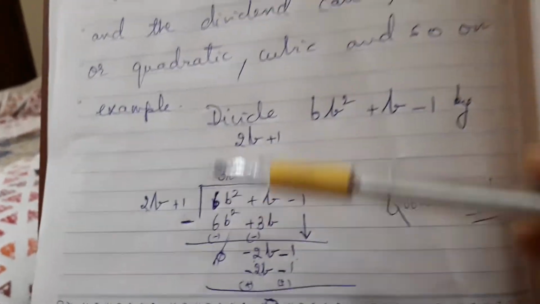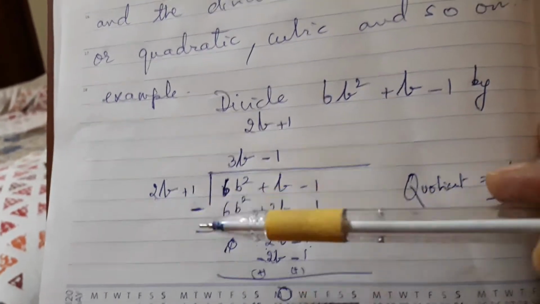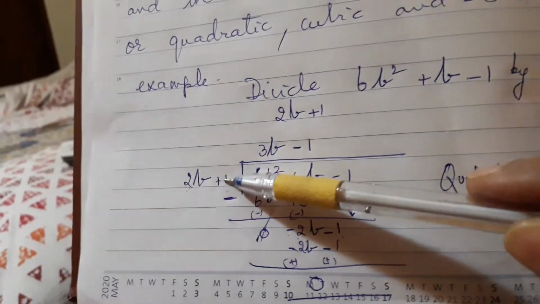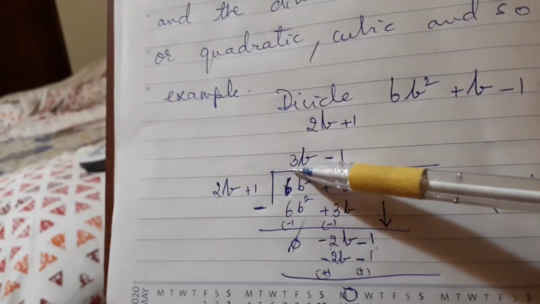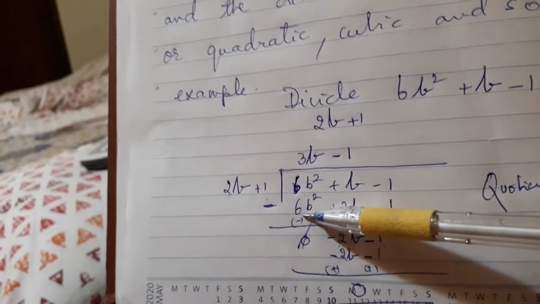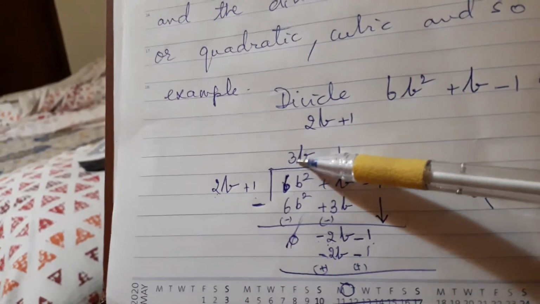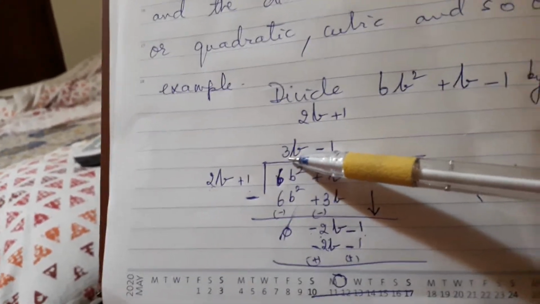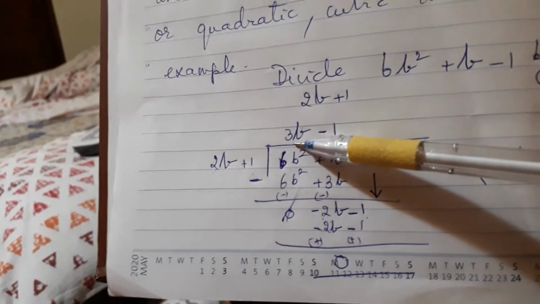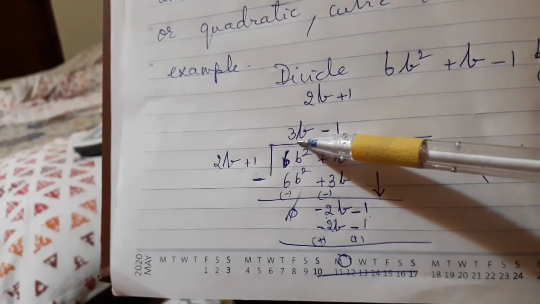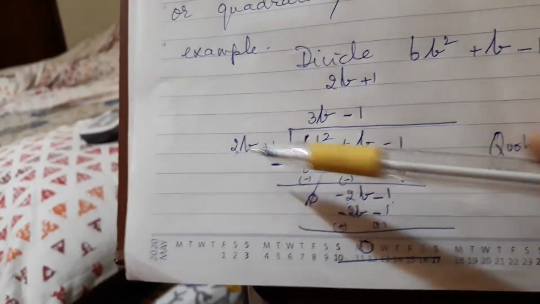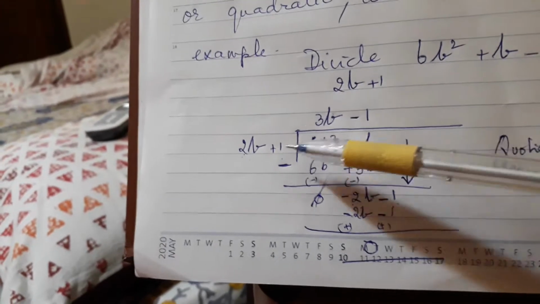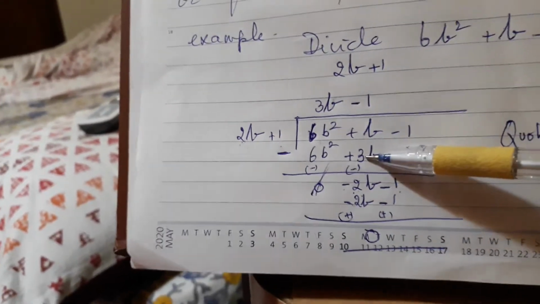Now I have to divide by what do I multiply 2b plus 1 so that I get 6b square as a term. So we know if I multiply 2b by 3b, I would get 6b square. So that is what I'm going to do here, put here first. In my quotient column, I'm going to say 3b. Now let us see, if I multiply 3b by 2b plus 1, what do I get? 3b into 2b is 6b square. 3b into plus 1 is 3b.